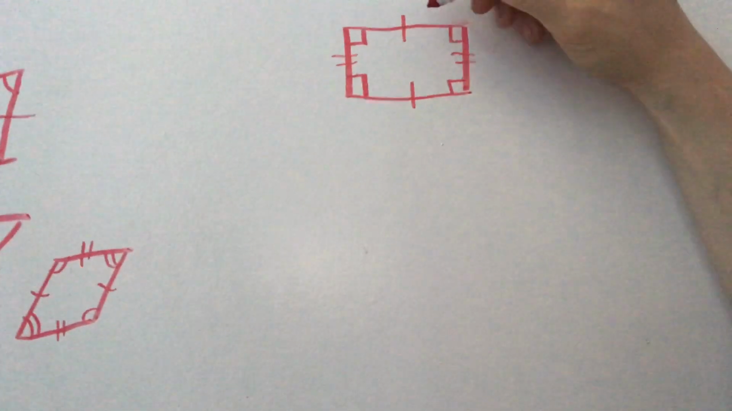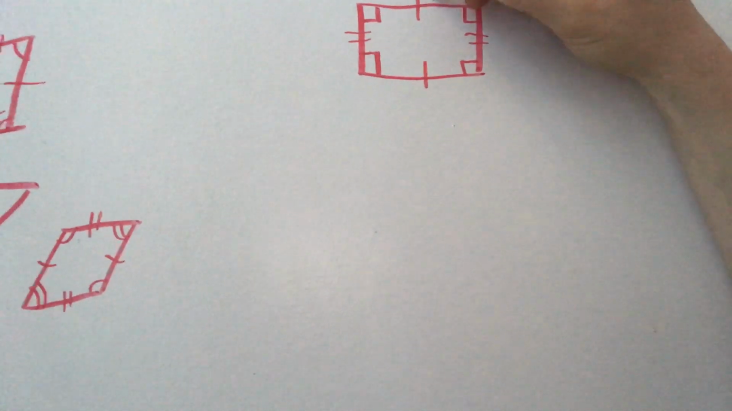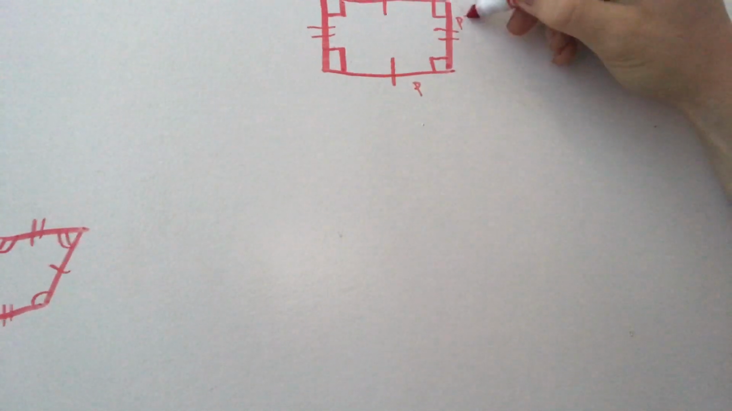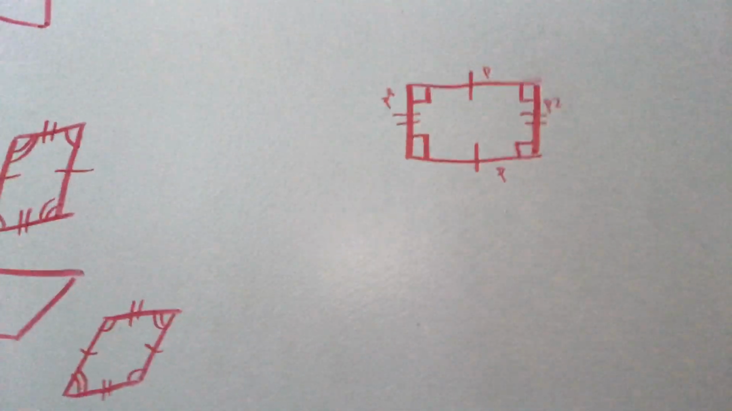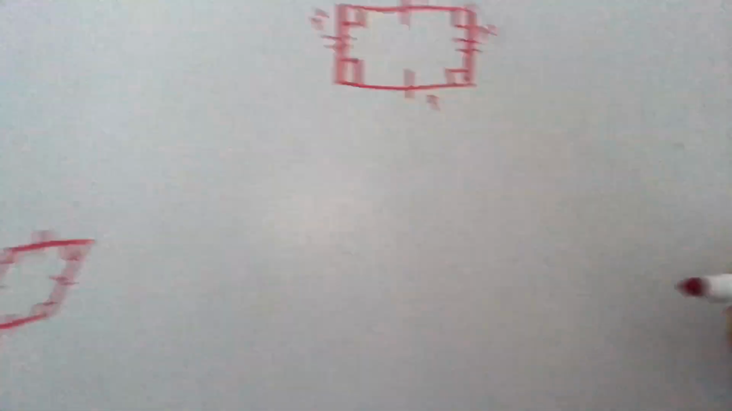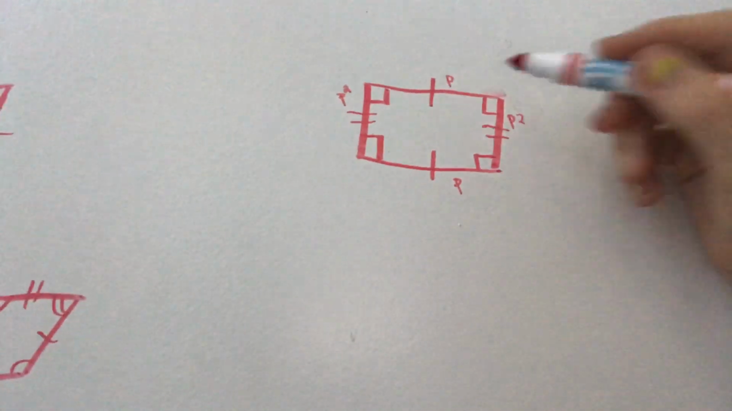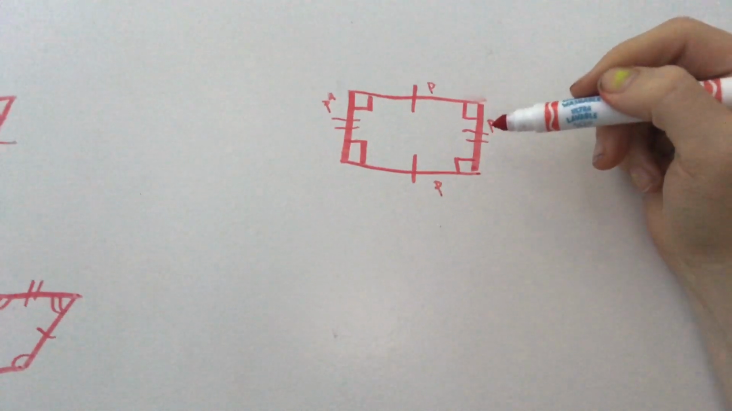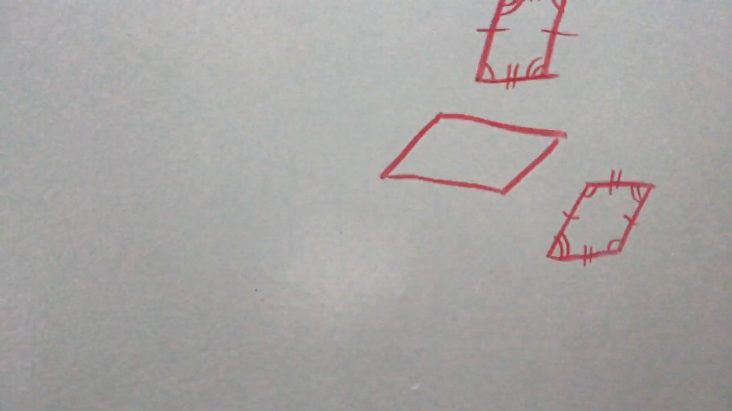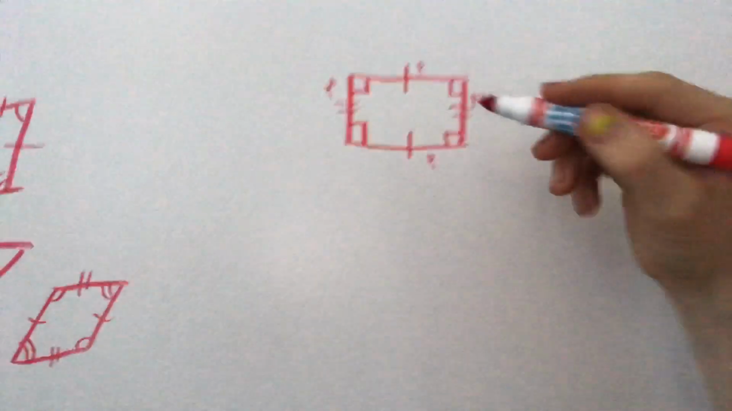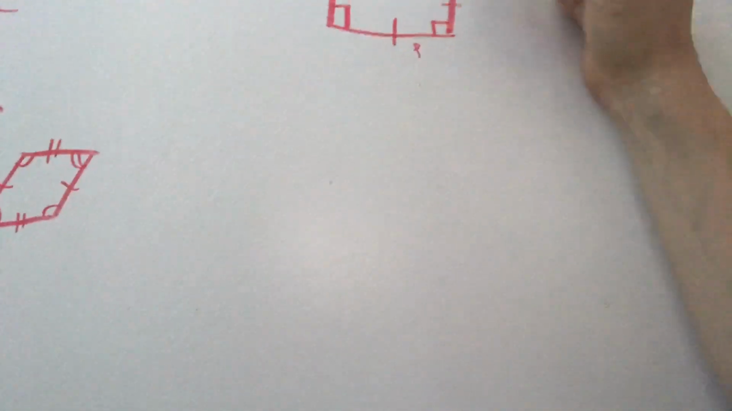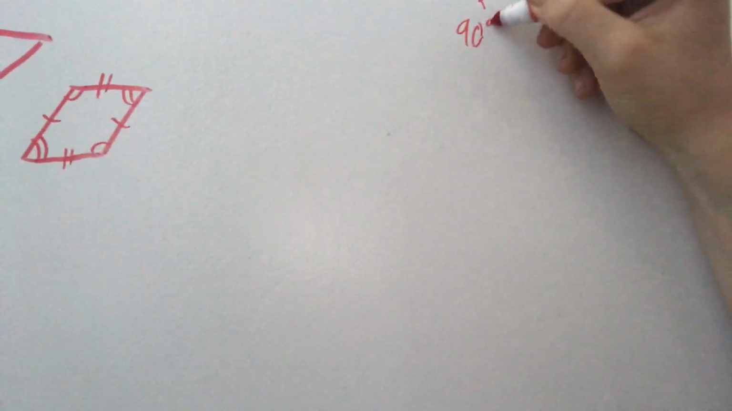So, parallel, parallel, parallel, parallel. I don't know if there is a symbol for parallel, but I'm using P. Since there's two sets of parallel sides, that means it's a parallelogram. And since there's at least one set of parallel sides, that means it's a trapezoid. But the thing is, all of its internal angles are 90 degrees.